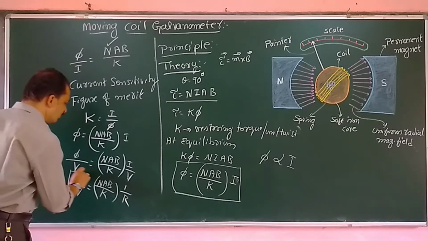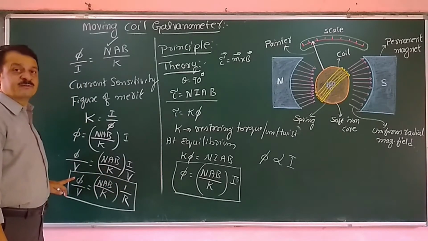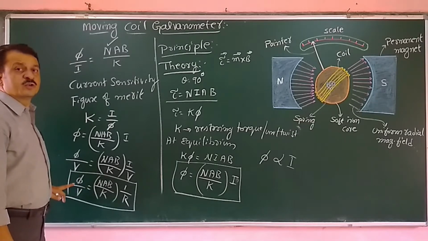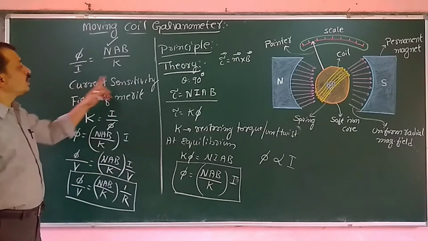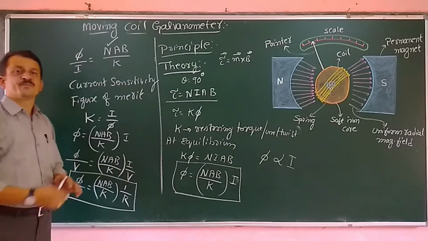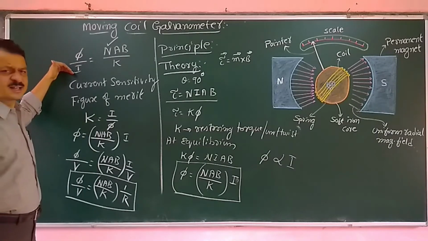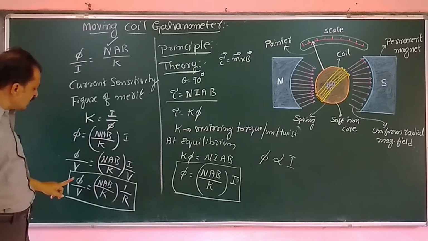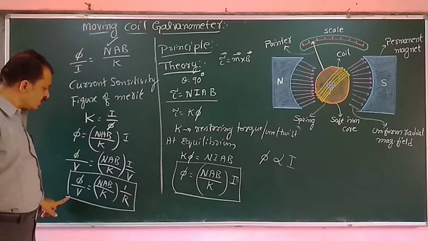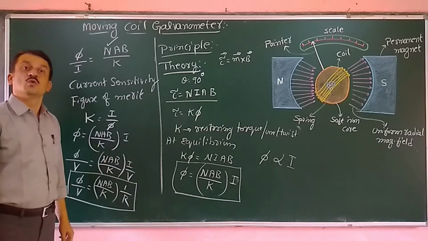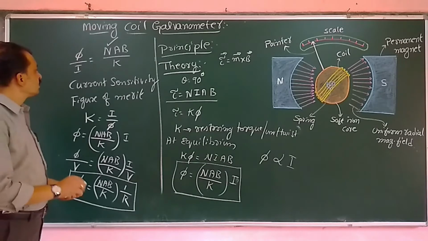So here we are going to define one more quantity. Deflections per unit voltage is called voltage sensitivity. Here it is current sensitivity: deflections per unit current. In the same manner, deflection per unit volt is called voltage sensitivity. Now these are the two quantities that we have defined.